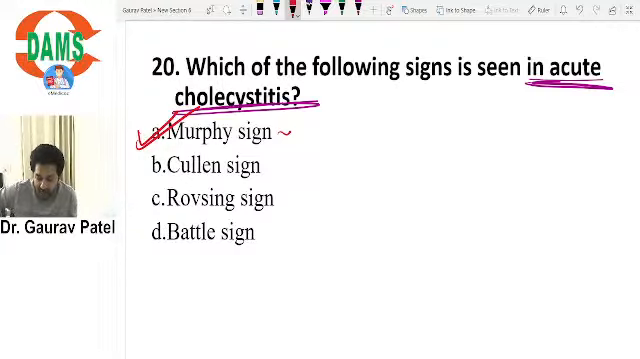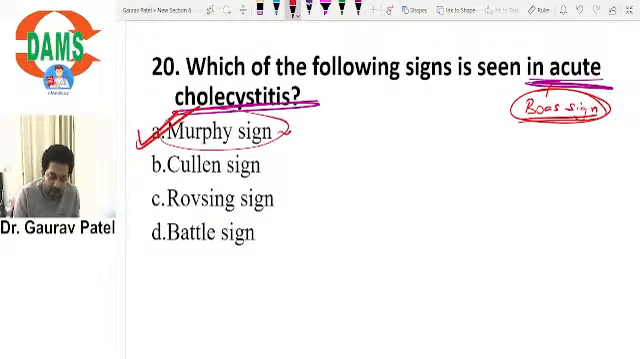There is Boas sign also. In acute cholecystitis, there is a Boas sign in which there is hyperesthesia in the 9th to 11th rib region. Murphy's sign is this sudden catch in breathing on deep inspiration. So this is acute cholecystitis. Now we'll not end this question here.